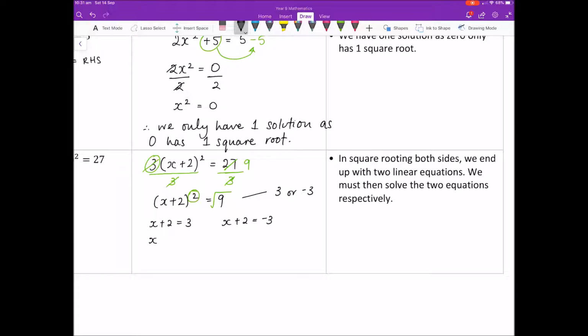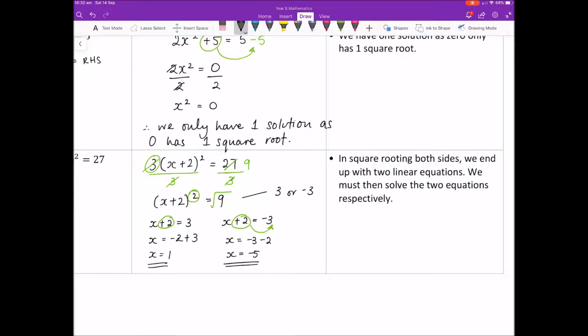So now I've got x equals. If we take a look at x plus 2 equals 3, I'm going to take that to the other side, and that'll become negative 2 plus 3, that'll give me x equals 1. And if we look at the next one where it's x plus 2 equals negative 3, I'm going to take this positive 2 to the other side. Again, that'll become x equals negative 3 minus 2, giving me x equals negative 5.